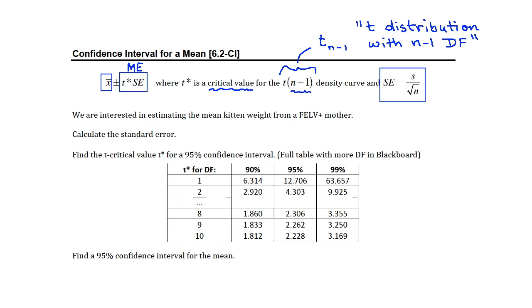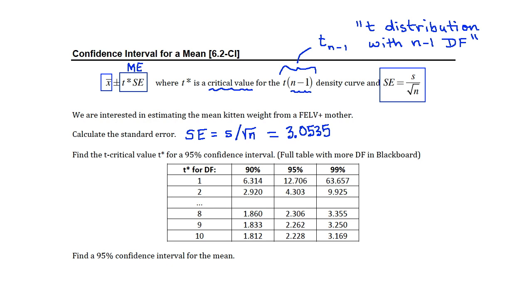So here let's go ahead and use the same data set and estimate the mean kitten weight from a FeLV positive mother. First thing is the standard error, which we've already calculated once before. Our SE is S over square root of n, which if we look at our prior calculation, we see comes out to be 3.0535, the calculation that we found when we were doing a hypothesis test for these data.